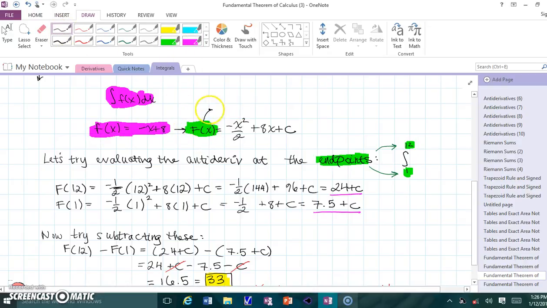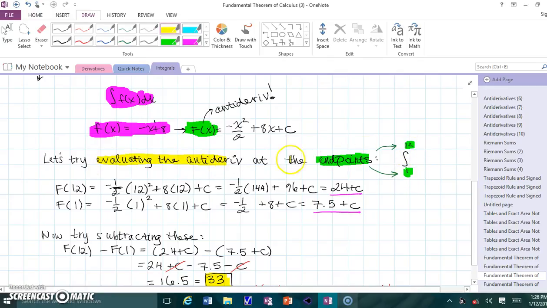That means antiderivative. That was from a prior video, so if you forgot that, make sure you commit that to memory. Antiderivative. So I'm adding 1 to my exponent, dividing by it. 8 becomes 8x, and I have a plus c. Again, let's just try evaluating it at the endpoints, 1 and 12.